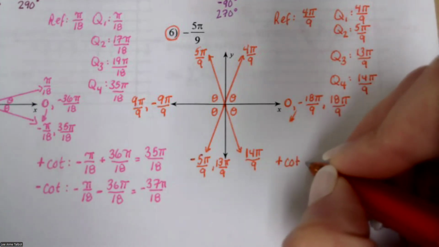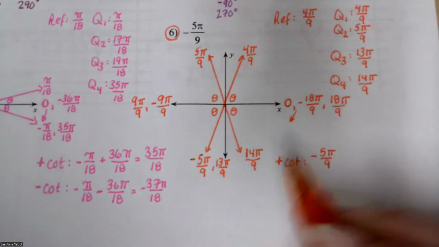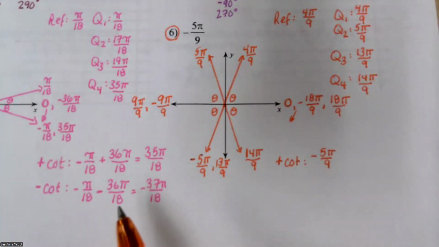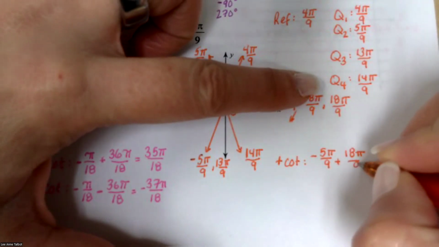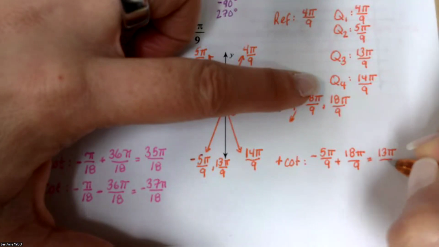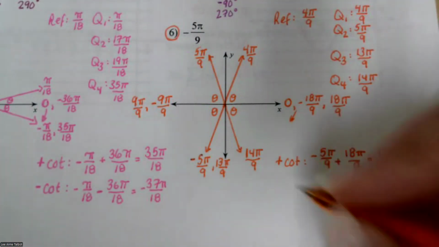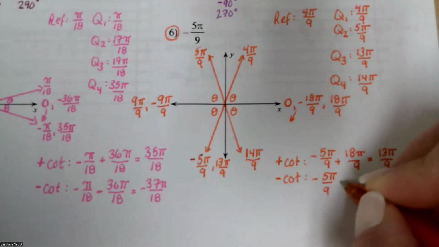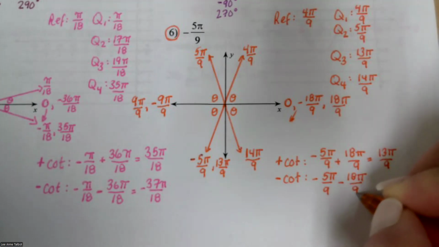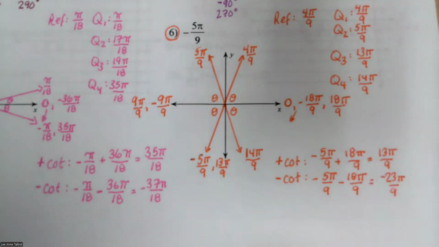Positive coterminal. So we have -5 pi over 9. What one of my 300,000 labels up here is 360 degrees? 18 pi over 9. So that makes 13 pi over 9, which is not really shocking because I already labeled that 13 pi over 9. And -5 minus 18 is -23 pi over 9.